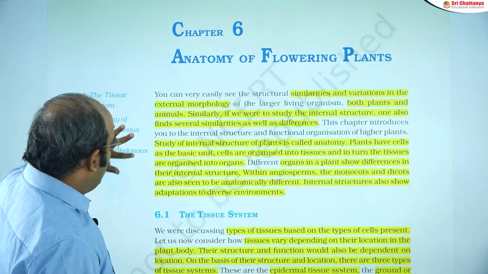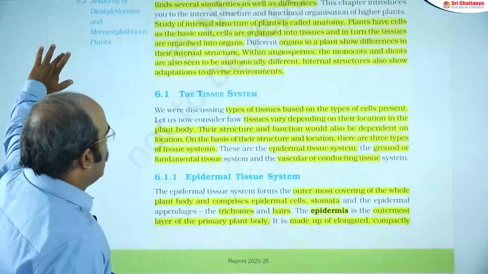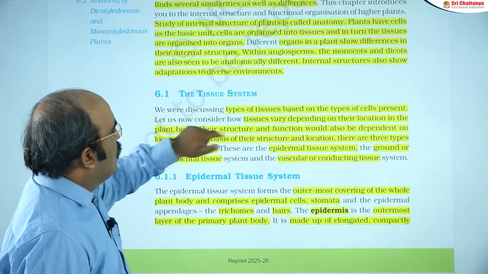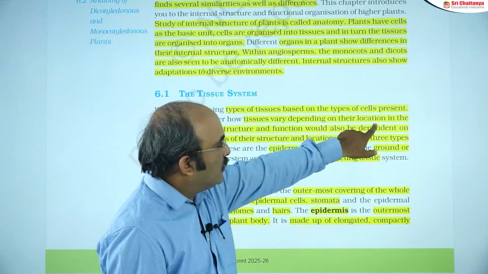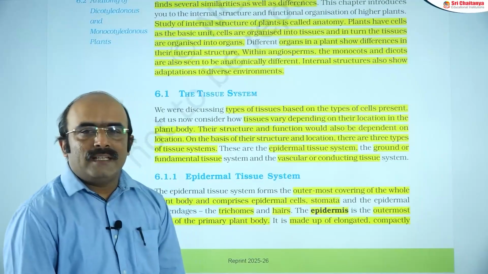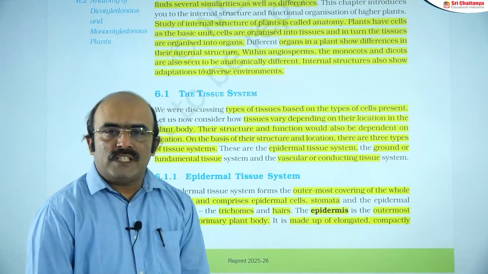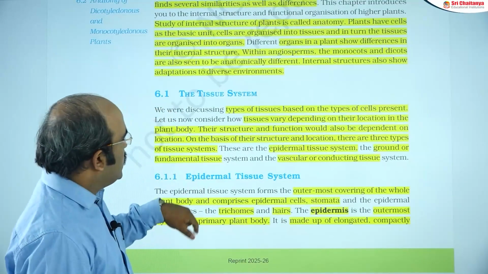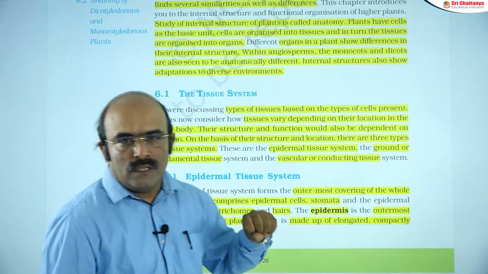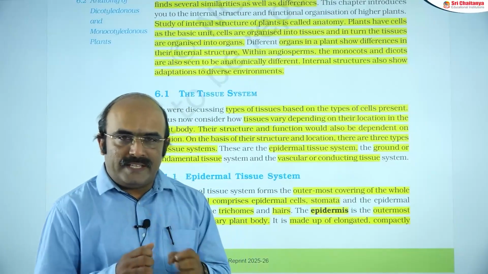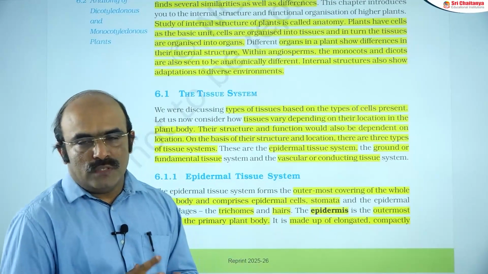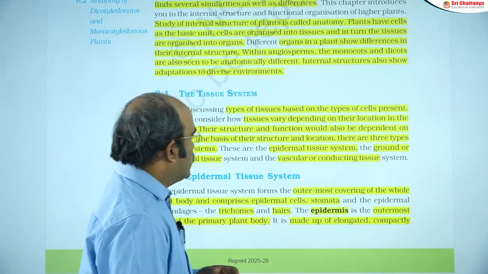Now, if you consider the concept of tissue systems, here the two important points are that tissues vary depending upon their location in the plant body. All tissues are not alike. They vary depending upon their location in the plant body. At the same time, the structure and function would also be dependent upon location. So, where is the tissue located? Based on the location, the structure and functional aspect of the tissue is typically considered.